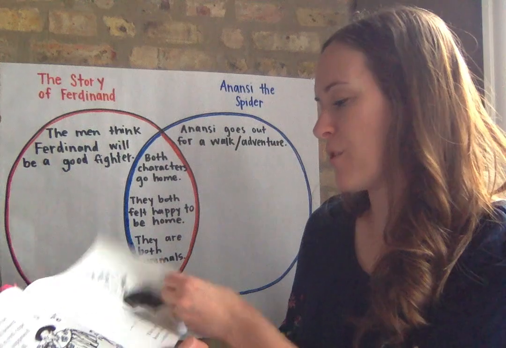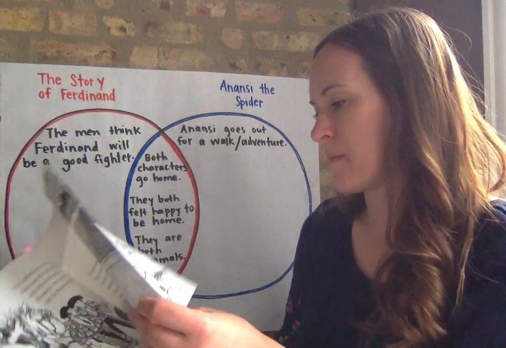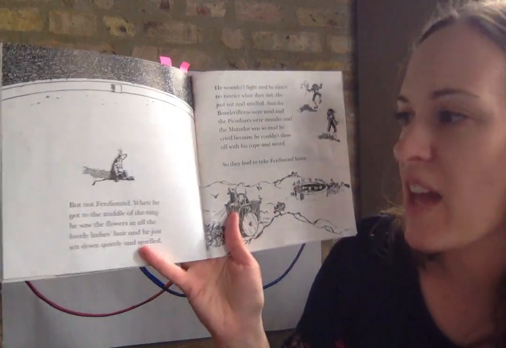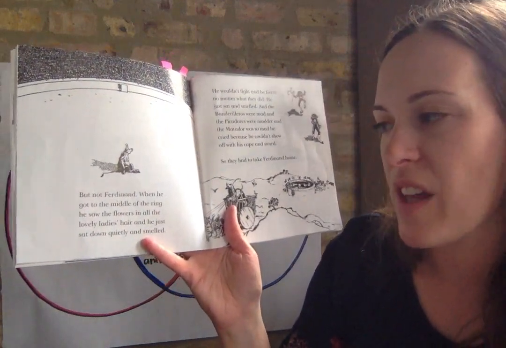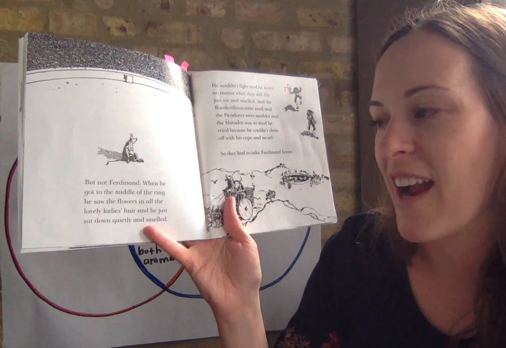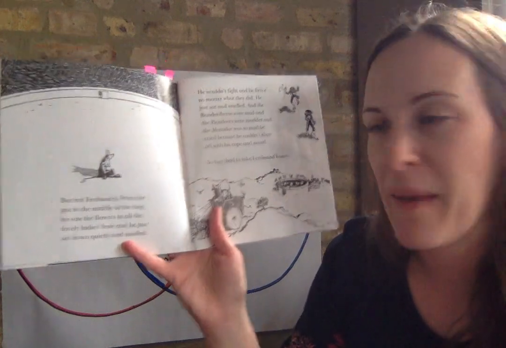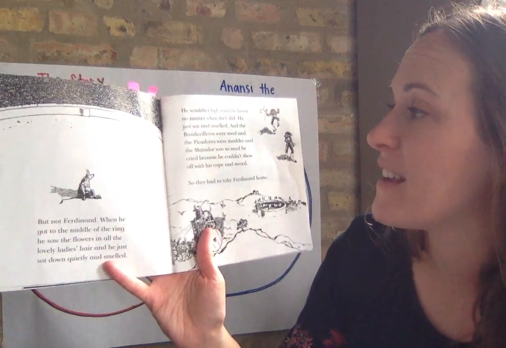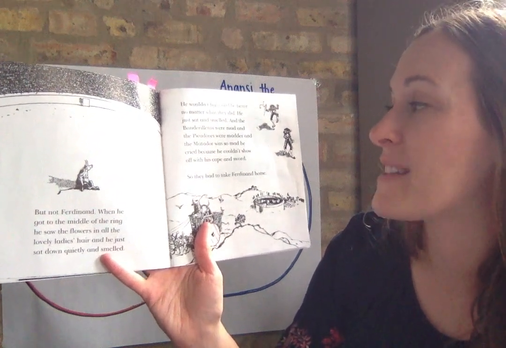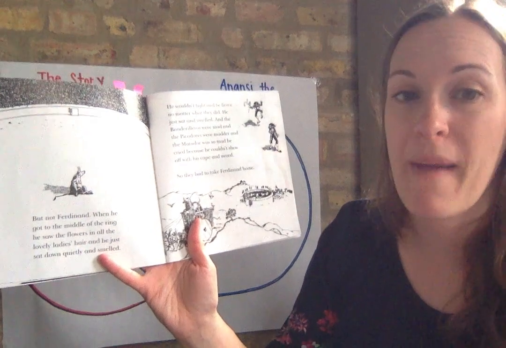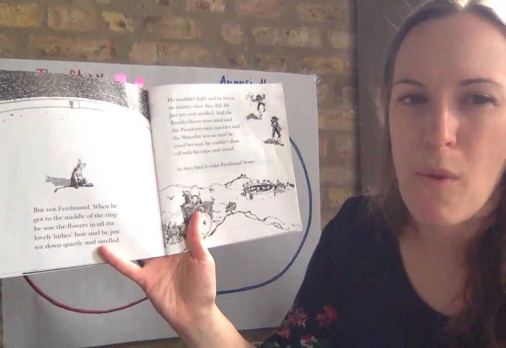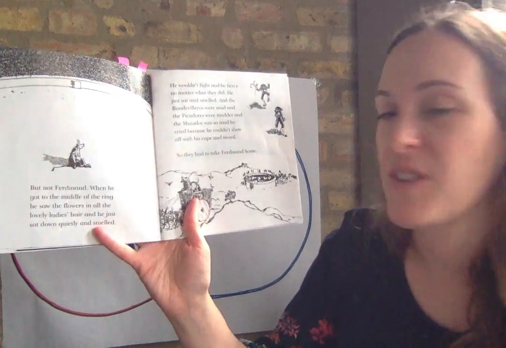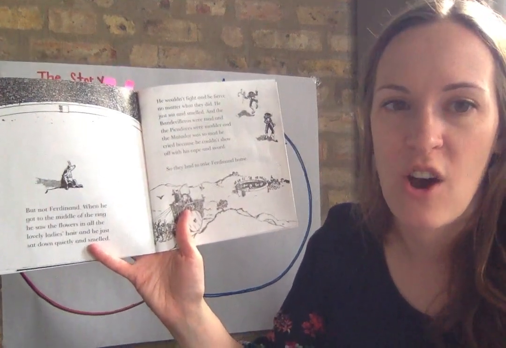So Ferdinand was in the ring, and they wanted him to fight, right? He was in the middle of that ring. When he got to the middle, he saw the flowers and all the lovely ladies' hair, and he just sat down quietly and smelled. He wouldn't fight and be fierce, no matter what they did. He just sat and smelled, and the bandoleros were mad, and the picadores were madder, and the matador was so mad he cried, because he couldn't show off with his cape and sword, so they had to take Ferdinand home.